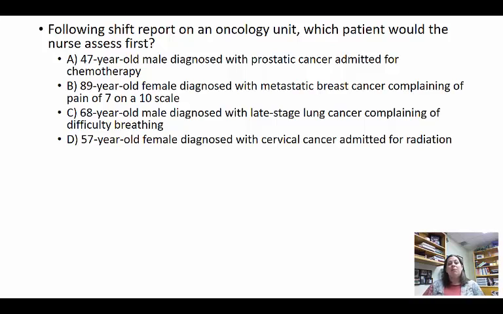But guys, C is the best answer because this patient is having difficulty breathing. Anytime a patient is having difficulty breathing, they need to be seen first. We have to make sure that airway and breathing is established in order to make sure that the person potentially survives. So anytime you see that there's difficulty breathing, you need to make sure that you pick that answer. So in this case, C is the best answer.